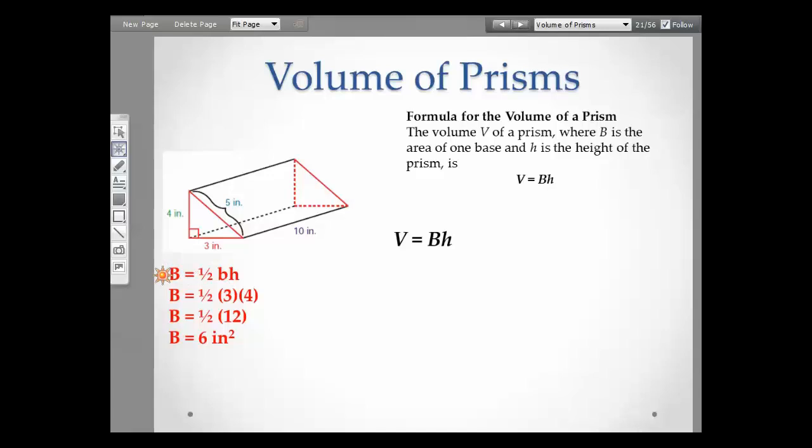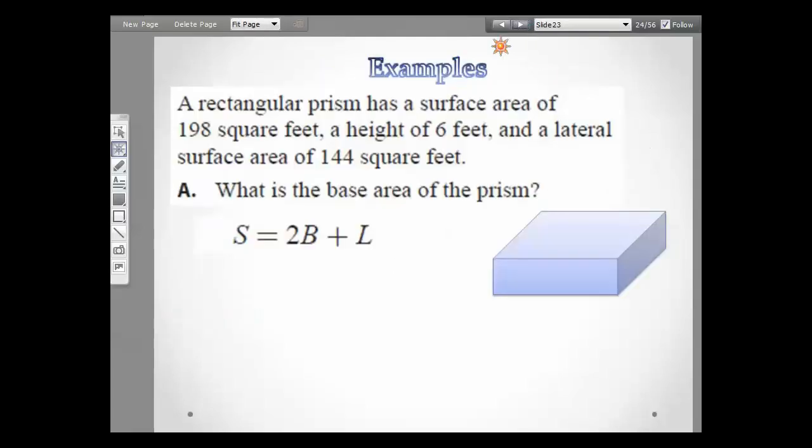So I had already figured out what the capital B was in my previous problem, and we know that it's 6 inches squared, so I'm going to plug that 6 in for the capital B in the formula. I know the height of my prism is 10, so I plugged it in for the H. So my volume is going to be 60 inches cubed. Now remember, your area is always squared, your volume is always cubed.